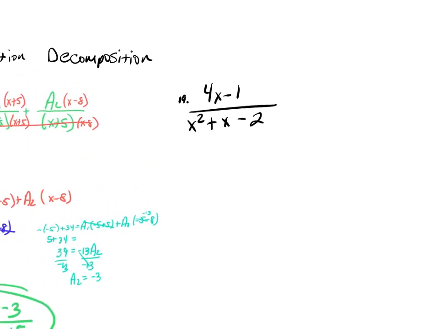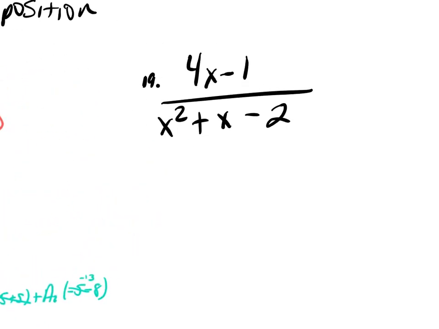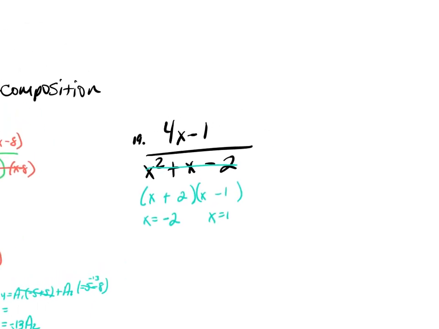Same thing here. Let's factor first. What are the factors of negative 2 that give me a negative 2 when I multiply, but positive 1 when I add? Positive 2, negative 1. So I know at some point I'm going to plug in x equals negative 2 and x equals 1 to decompose here.